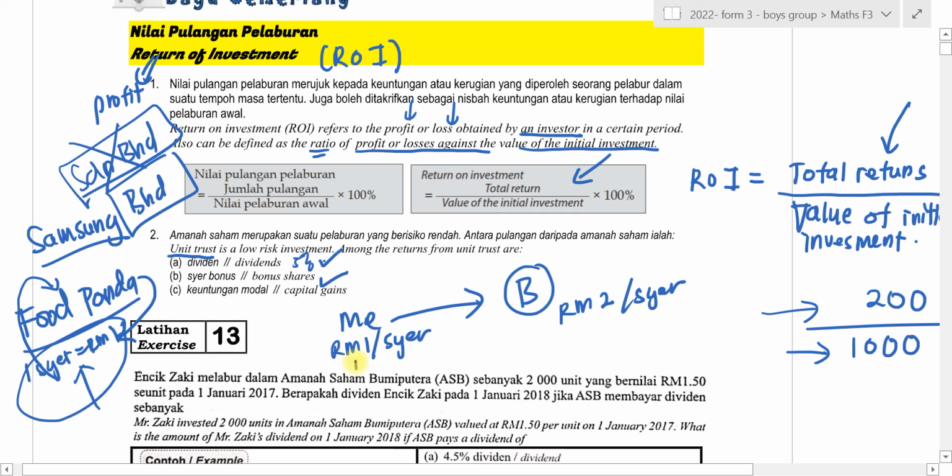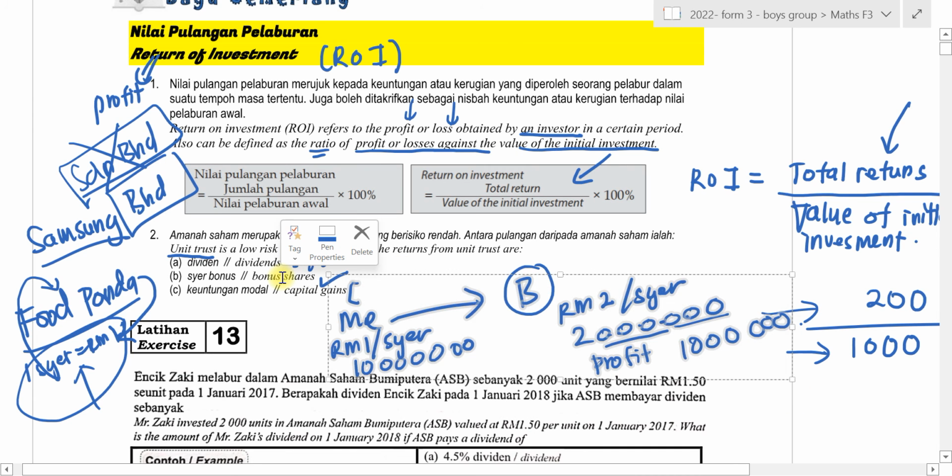So imagine I spend here 1 million ringgit. When I sell, it becomes 2 million ringgit. Yeah, 2 million ringgit. So the profit I'm gaining here is 1 million ringgit. You see? So this is what we call capital gain.